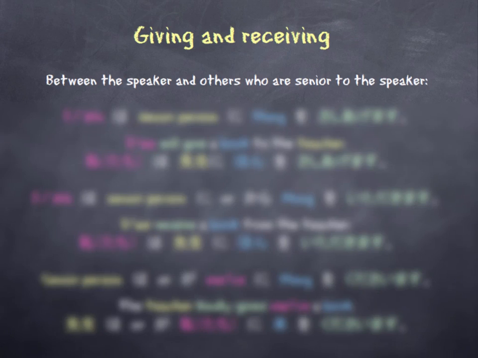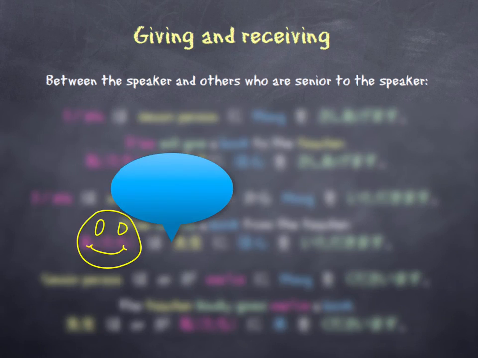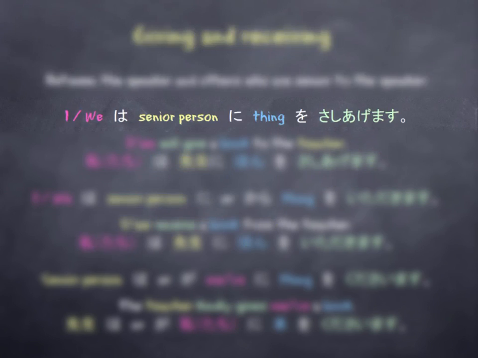And on our final slide, we can look at how to express an action between the speaker and others who are senior to the speaker. So someone that you need to show a certain level of formality towards or politeness. In our first example, we can have I or we again, followed by wa, and then the senior person, followed by ni, and then the thing, and we finish with o sashiagemasu.